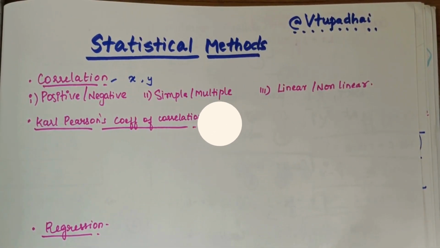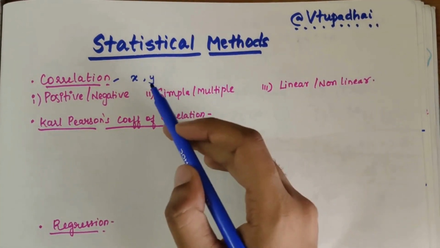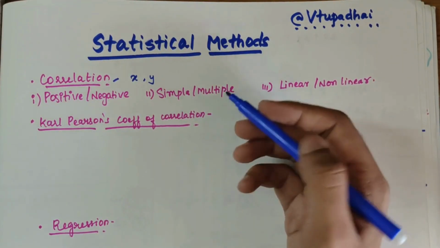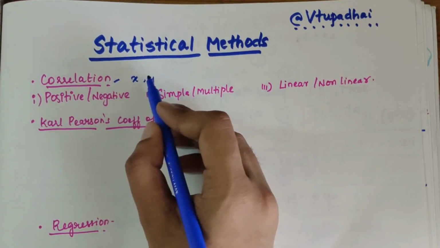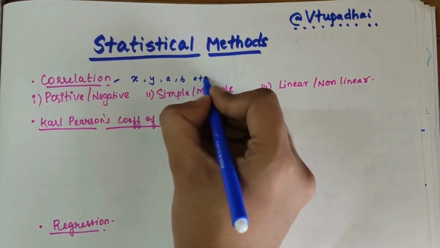This video will be discussing the statistical methods module, under which we'll be covering two important topics, that is correlation and regression. Firstly, understanding the definition of correlation. Let's take two variables x and y. Suppose if a change in one variable affects the change in another variable, then it is said to be correlation. Or correlation is covariation of distribution of two distributions, say x and y or a and b, etc.